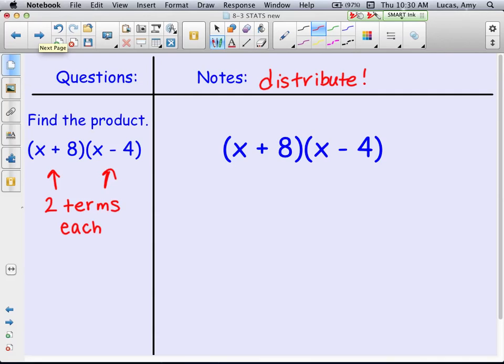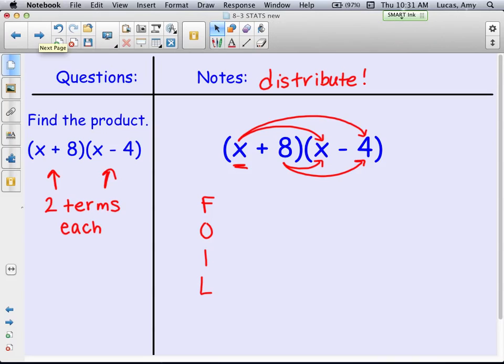So I'm going to start with the x. Start with this first term, and I'm going to distribute it to each of the terms in the other binomial. Then I'm going to move over to the 8, and I'm going to distribute that one times each of the terms in the second binomial. By doing this, I am using FOIL. So first, outside, inside, last.